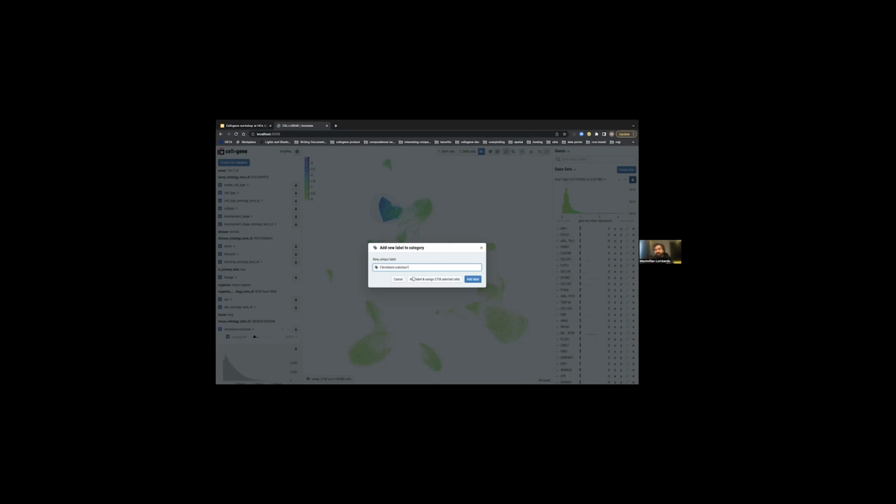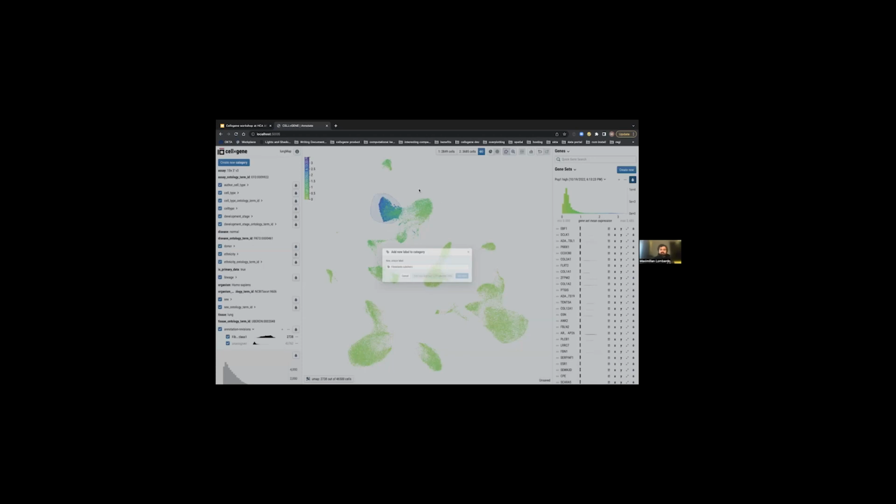For now, since I don't know what this list of genes means without some further exploration, I'll just make it kind of general. But with that, you add this new unique label. You can add the label and assign it to these cells that we've manually selected, and go ahead and do that. And so now we've got this custom category that we built, and we can do that to our heart's content. So we'll go ahead and do that for the second one.